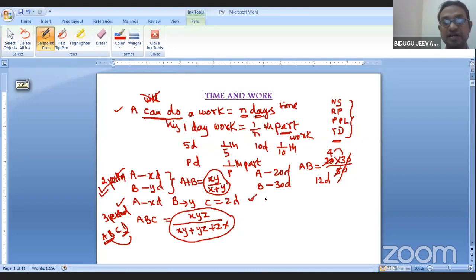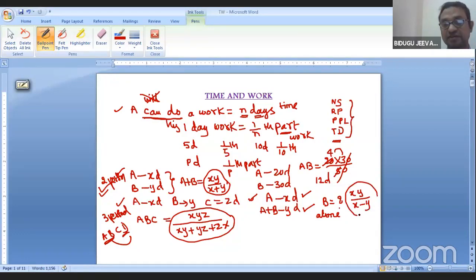Now next one. A can do a work in X days. A and B can do a work in Y days. What is given exactly? Single person capacity is given. Double person capacity is given. How to calculate B alone? The rule is xy by x minus y, right? Subtract. Subtraction cannot be placed directly, but you have to use xy by x minus y. Is it clear, all of you? All the 4 rules understood? Because today's session depends completely upon these 4 rules. Any doubt?